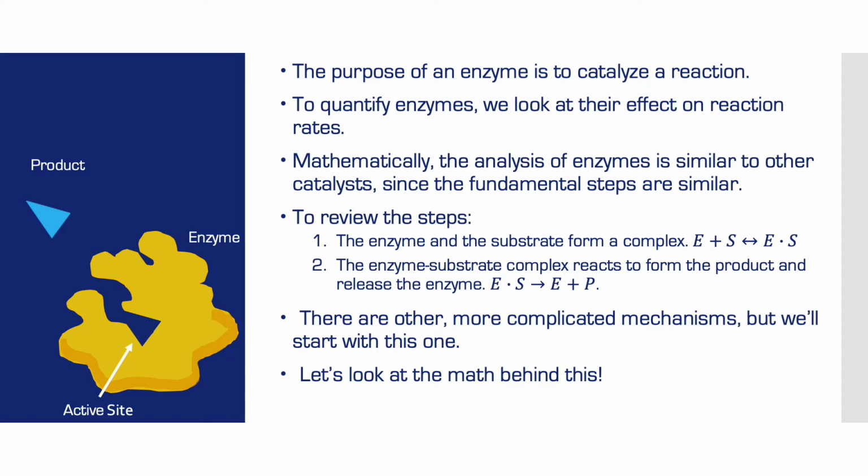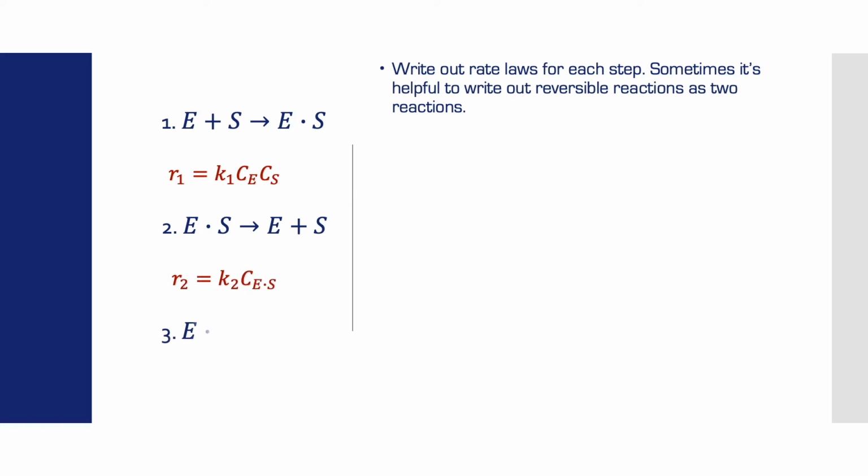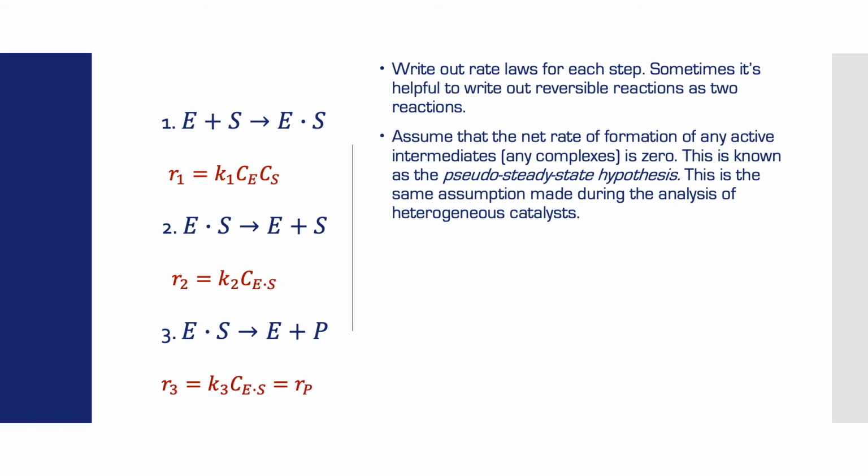Let's look at the math behind this. Write out rate laws for each step. Sometimes it's helpful to write out reversible reactions as two reactions. Assume that the net rate of formation of any active intermediates, any complexes, is equal to 0. This is known as the pseudo-steady state hypothesis. This is the same assumption made during the analysis of heterogeneous catalysts.